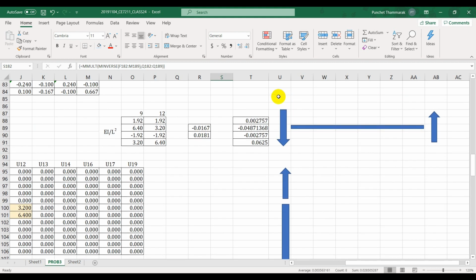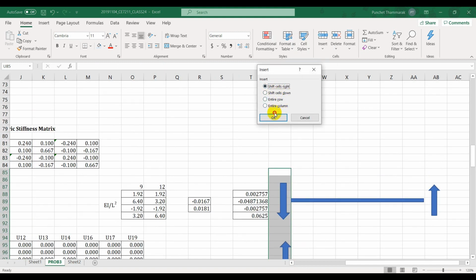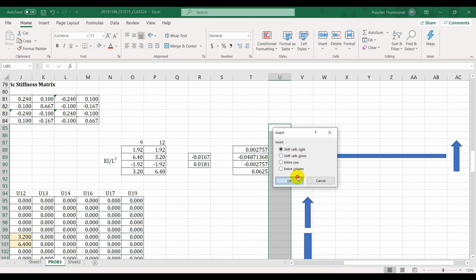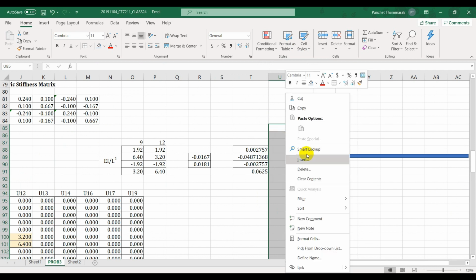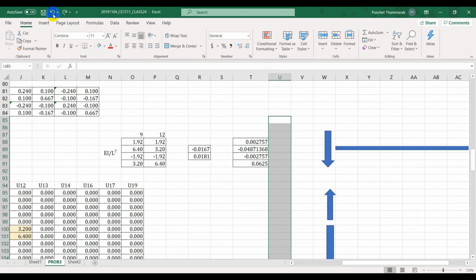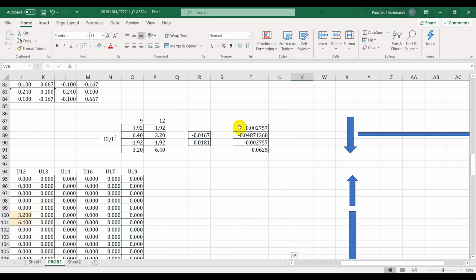Let me just, we need more space. Insert and shift cell to the right. And insert and shift cell to the right. And another time. Oh, no, done. Insert and shift cell to the right. Okay. This one is not usable.